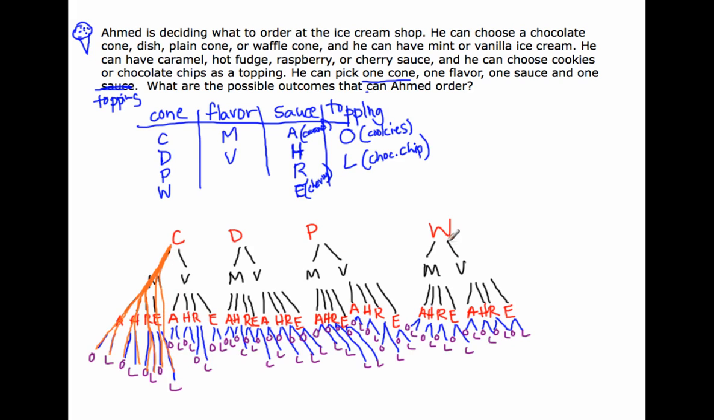We'd go all the way through until we get to W hyphen V hyphen E hyphen L. And as you can see, there are a lot here. So we should have 4 times 2 times 4 times 2. 4 times 2 is 8, and 4 times 2 is 8, and 8 times 8 is 64. So I should have 64 different possible outcomes here. And if I kept on doing that, I could get 64 possible outcomes listed on the bottom here.